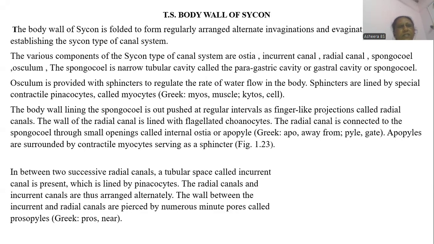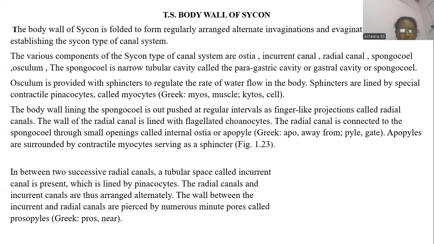Then if you take the conocytic layer, it is lining the radial canal. So you have to remember this. In between the incurrent canal and the radial canal, if the water has entered into the incurrent canal, it has to move to the radial canal. So in between that, it has a minute pore, and this pore is called the prosopyle.